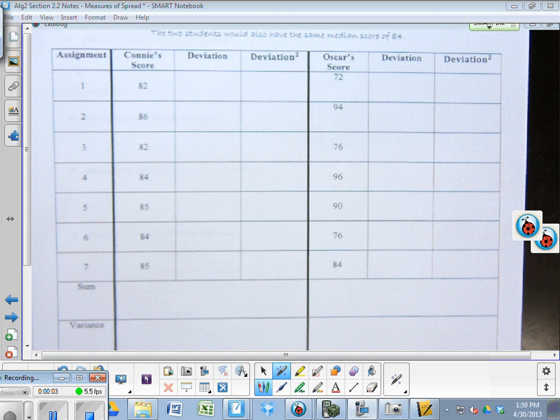We're doing the example in section 2.2 on standard deviation. What we're going to do today is go through and do this one example by hand so you can see what's going on. You can see the magic of the calculator and how it finds what's called standard deviation.